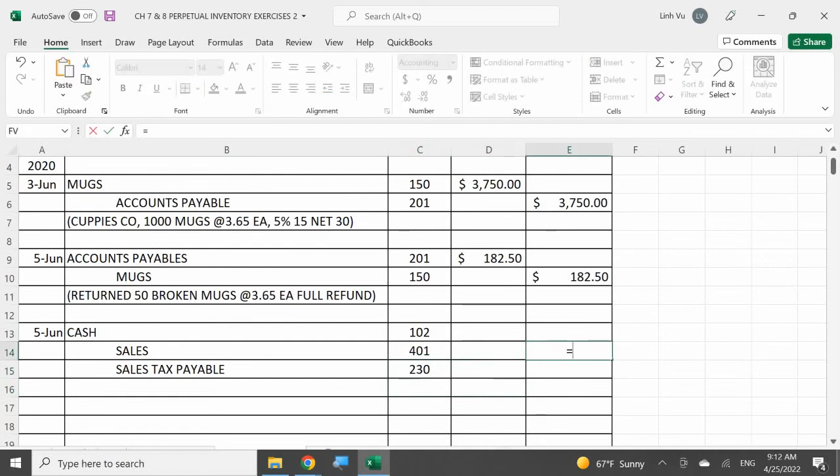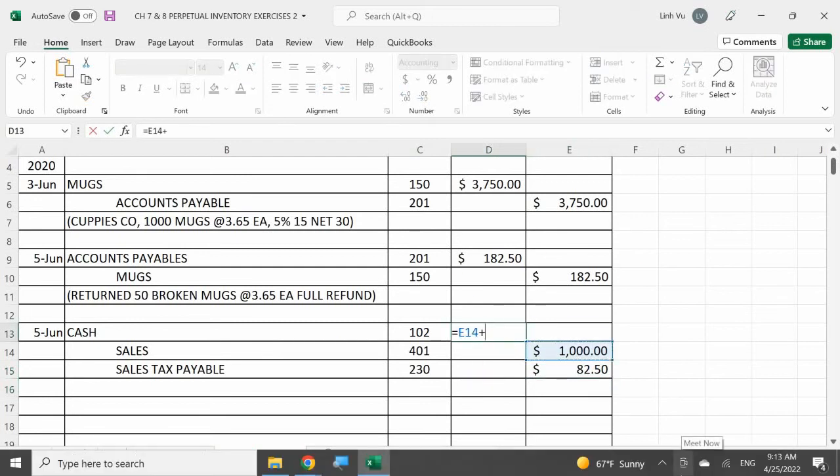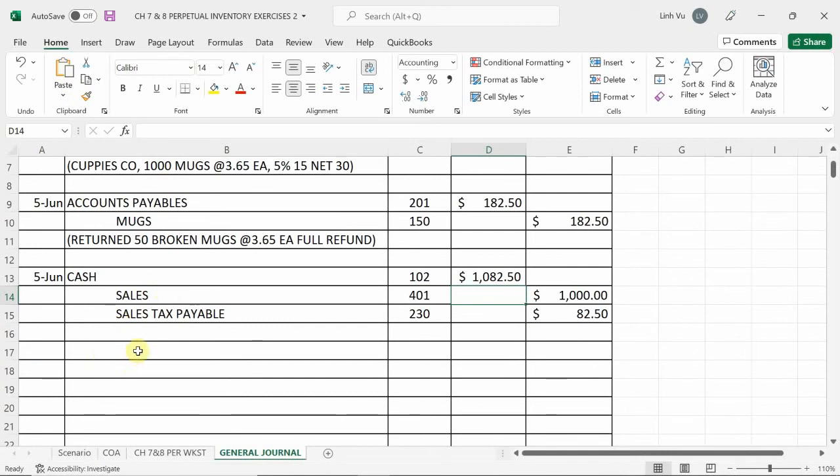So in this case, what's my total amount of sales if I sold 100 mugs at $10 each? $1,000. How much tax am I going to be collecting? $82.50. So therefore, I should have received a grand total of $1,082.50.